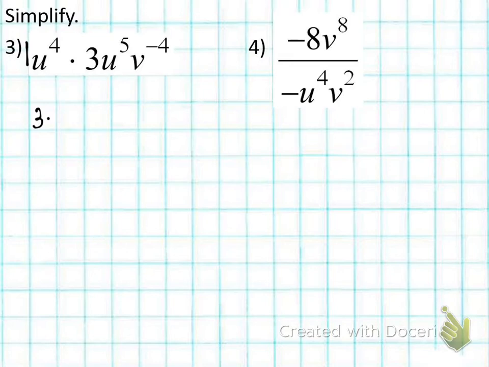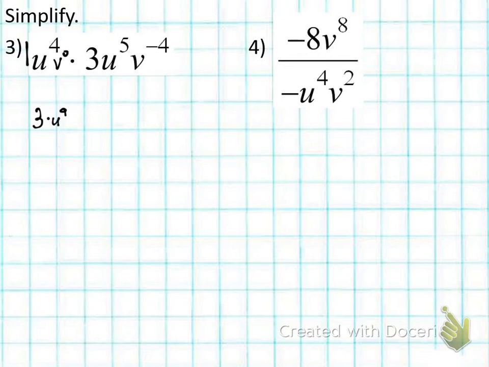What? U to the 9th, right? Because 4 plus 5 is 9. Good. What's the next letter that's up here? Okay, good. Are there any V's in the first term? No, so let's put V to the 0 there just because we want to put like a place marker. Does it change anything when I put V to the 0? No. What's anything in the 0 power? 1. Good, 1. Okay, because anything times 1 is itself.